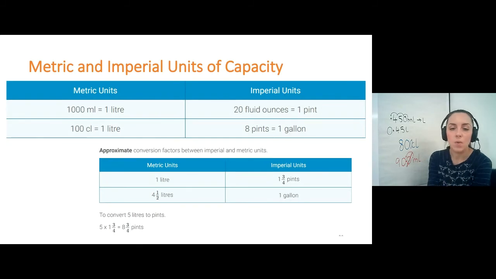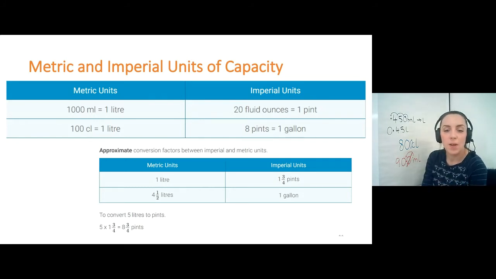So just like before, we're going to look at some metric and imperial units. Imperial units for capacity include pints and gallons. And again, we use pints and gallons just as much as we use litres and millilitres, I think. Not that I do that much cooking, but I still recognise them as units of measure that we use quite often. So there's 20 fluid ounces in 1 pint and 8 pints in 1 gallon.